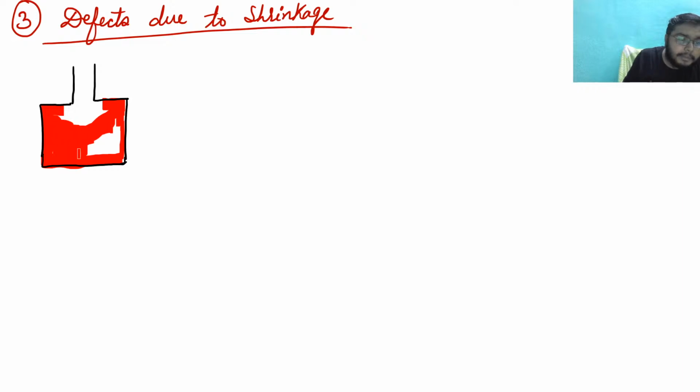Now, due to the improper riser design, what happens is that I have designed the riser such that it should compensate the liquid sinkage. But due to this improper riser design, cavities are formed due to shrinkage, because there is a solidification problem or some kind of problem. So this cavity which is formed here is known as defects due to shrinkage.